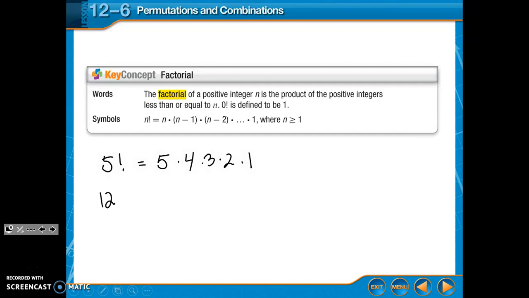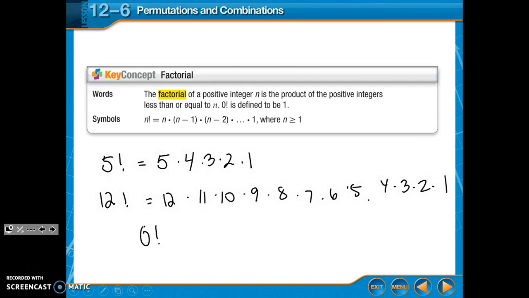If I had 12 factorial, that's going to be 12 times 11 times 10 times 9 times 8 times 7 times 6 times 5 times 4 times 3 times 2 and times 1. It always stops at 1. That is what a factorial is. Okay? Now, if I had something like 0 factorial, there are no whole numbers below 0. 0 factorial is always equal to 1. That's just a fact that you have to remember or memorize. So 0 factorial is equal to 1.